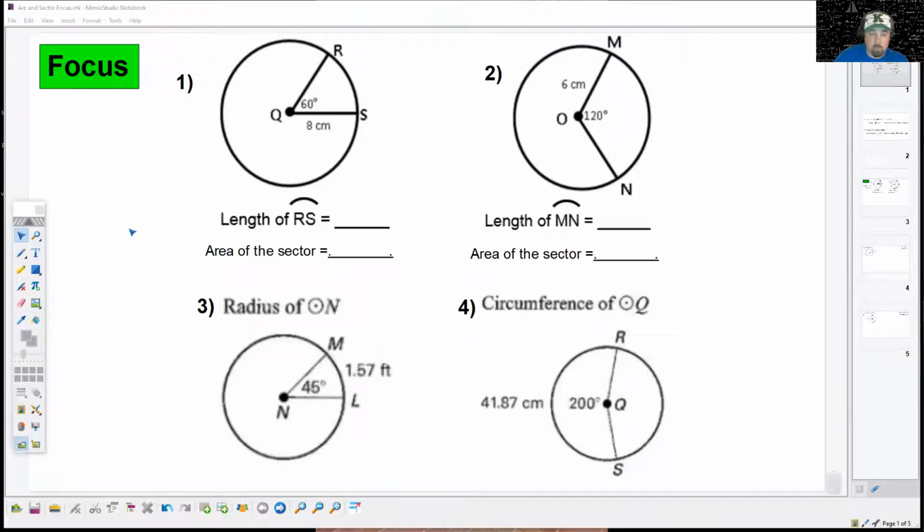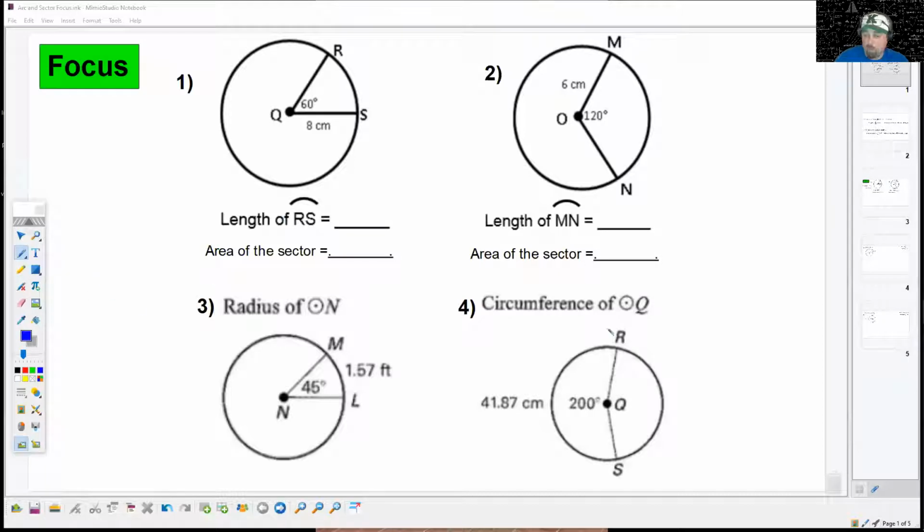Okay, guys, quick review of arc length, and we're going to dive into the idea of area of a sector as well. We hadn't got into it. They both are related to each other. Area of a sector is obviously area of a portion of a circle. The length of these arcs on the outside is actually just a portion of the circumference.